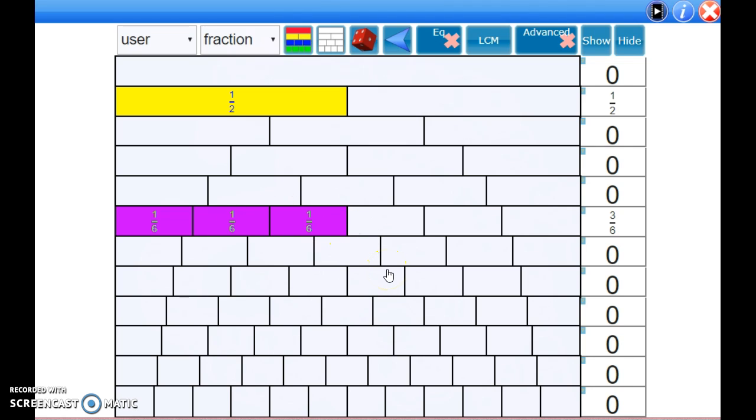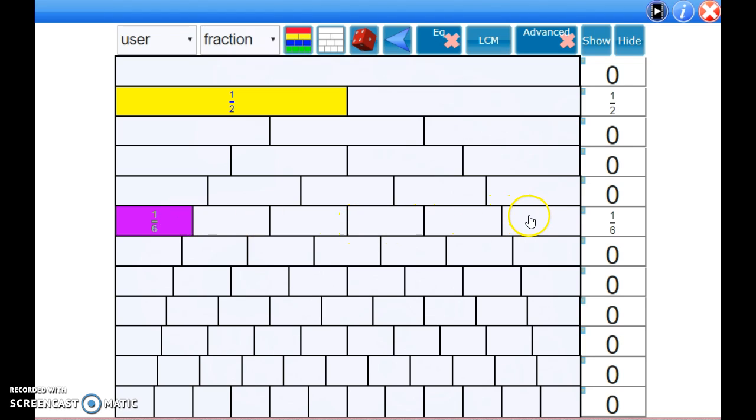3/6 was equivalent. This is going to be terribly easy and simple because, look, do you see how this one black line right here, when you go straight down, it matches up perfectly with this black line. So 3/6 is the same as a half. That's a little bit easy for your partner to figure out.